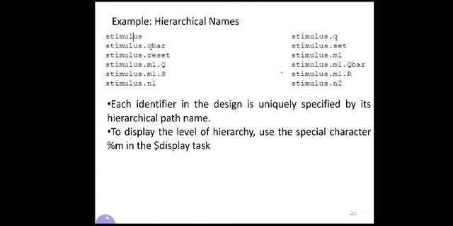Each identifier in the design is uniquely specified by its hierarchical path name. To display the level of hierarchy, use the special character %m, which we have discussed in format specifiers. That is, %m is used to display the hierarchical naming reference. If you want to display a hierarchical name, use the format specifier %m in the $display task.